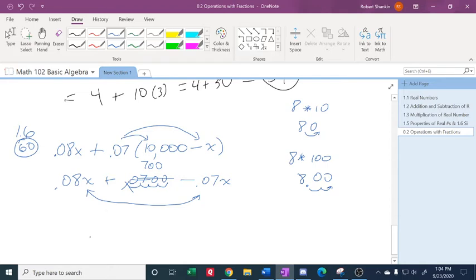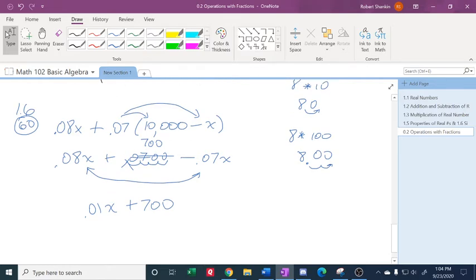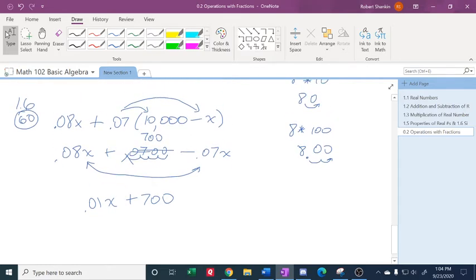And so they add together. You subtract those coefficients, 0.01x plus 700. Alright, that's getting used to some decimals, which we haven't really seen much. This one. Okay. I got it now. Good. Any other questions?